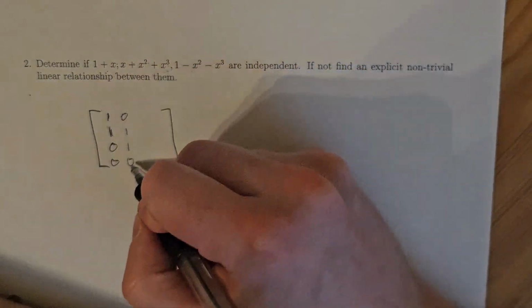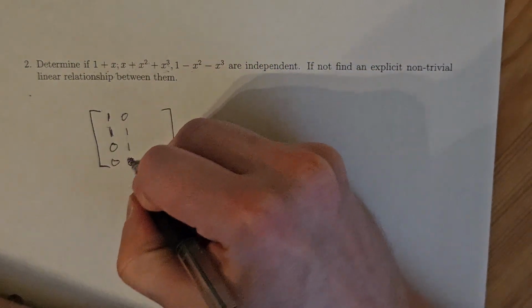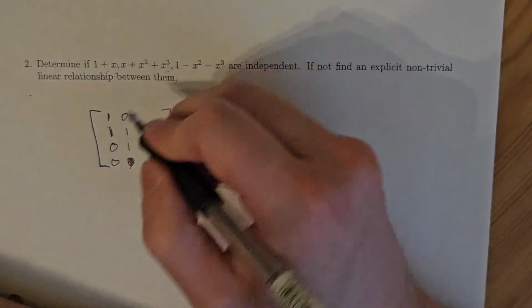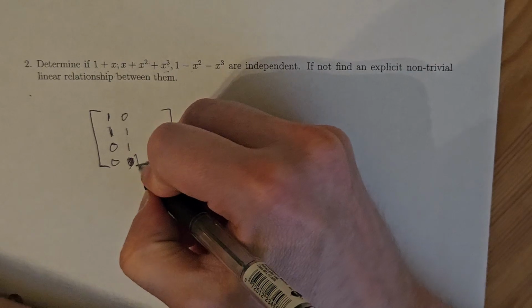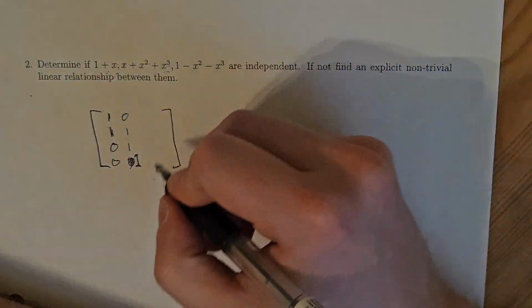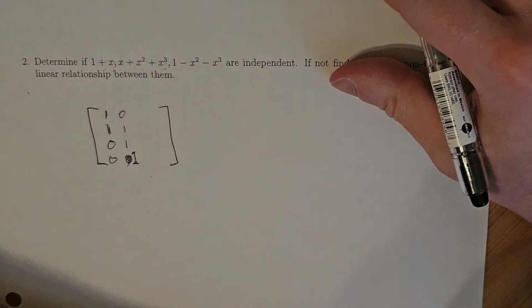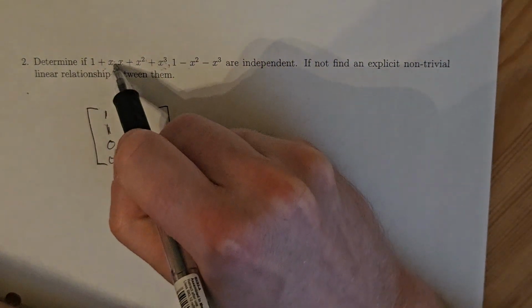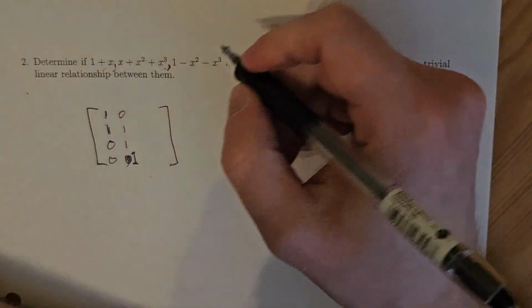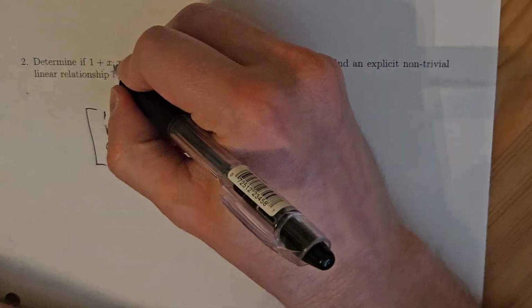Oh, nope, that's not a comma there. 0, 1, 1, 1. Sorry about that. I can't read. Oh, and in fact, we just have 3 vectors here. That's why I was confused. I said 4 vectors just a moment ago.